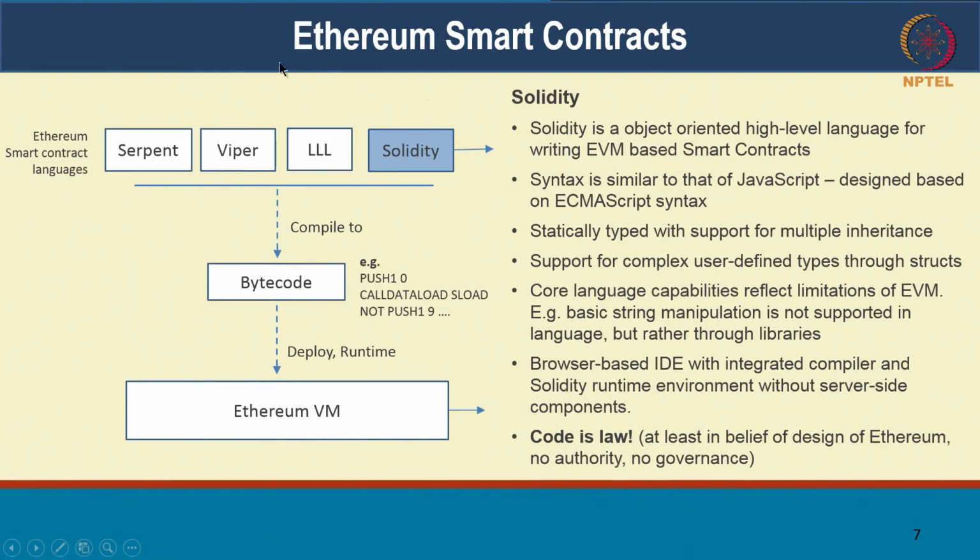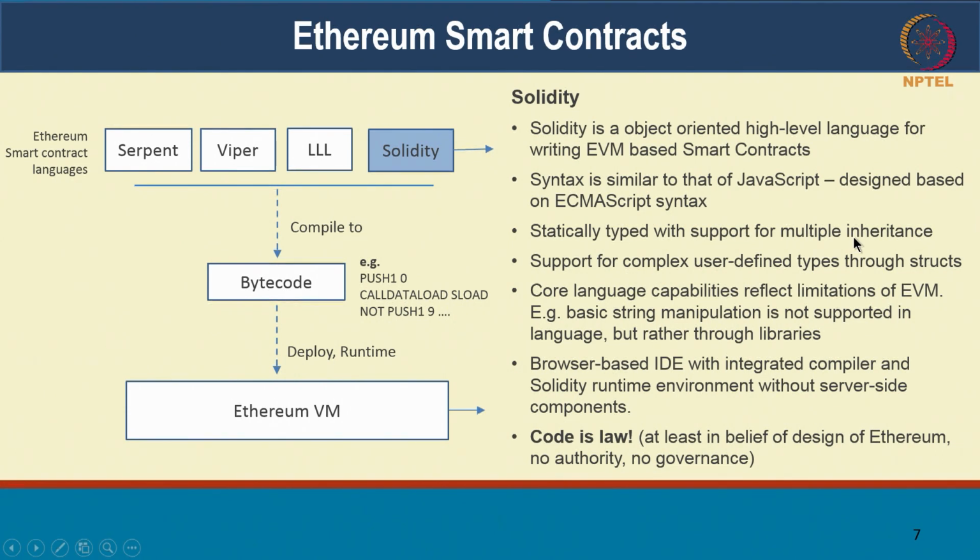Any of these languages compile into a standardized bytecode. This looks something like assembly, so push 10 and you could load data, things like that. So it's really close to assembly. It's a bytecode, and this bytecode runs in the Ethereum virtual machine. This bytecode is what is deployed onto the blockchain network, and this compilation happens outside. The syntax, as I said, is similar to JavaScript, if you're familiar with JavaScript. It's statically typed, and it supports multiple inheritance.